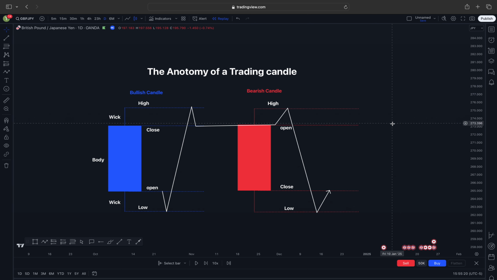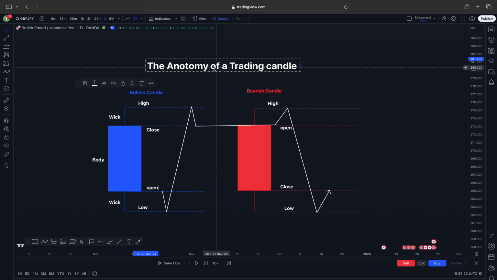So that's the basics of the anatomy of a trading candle.